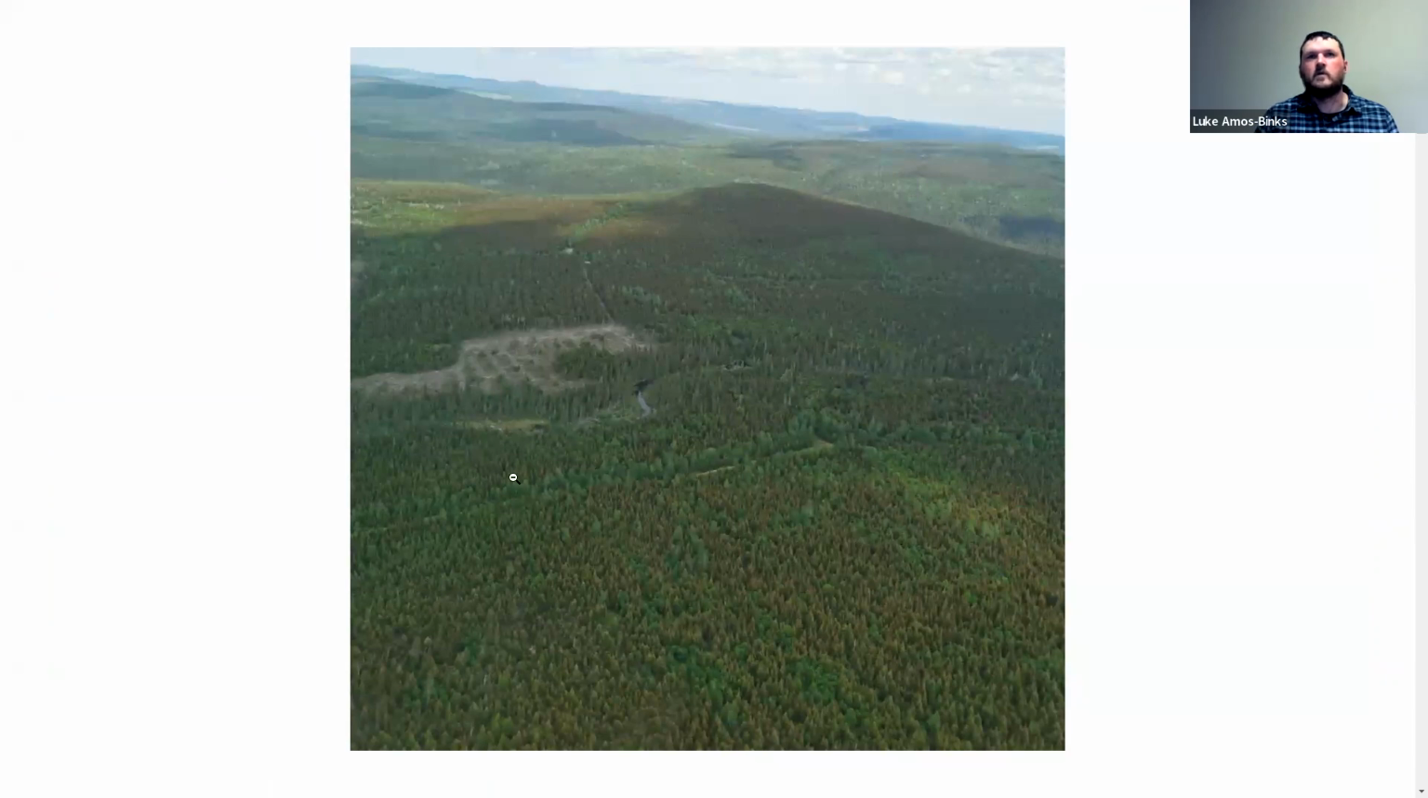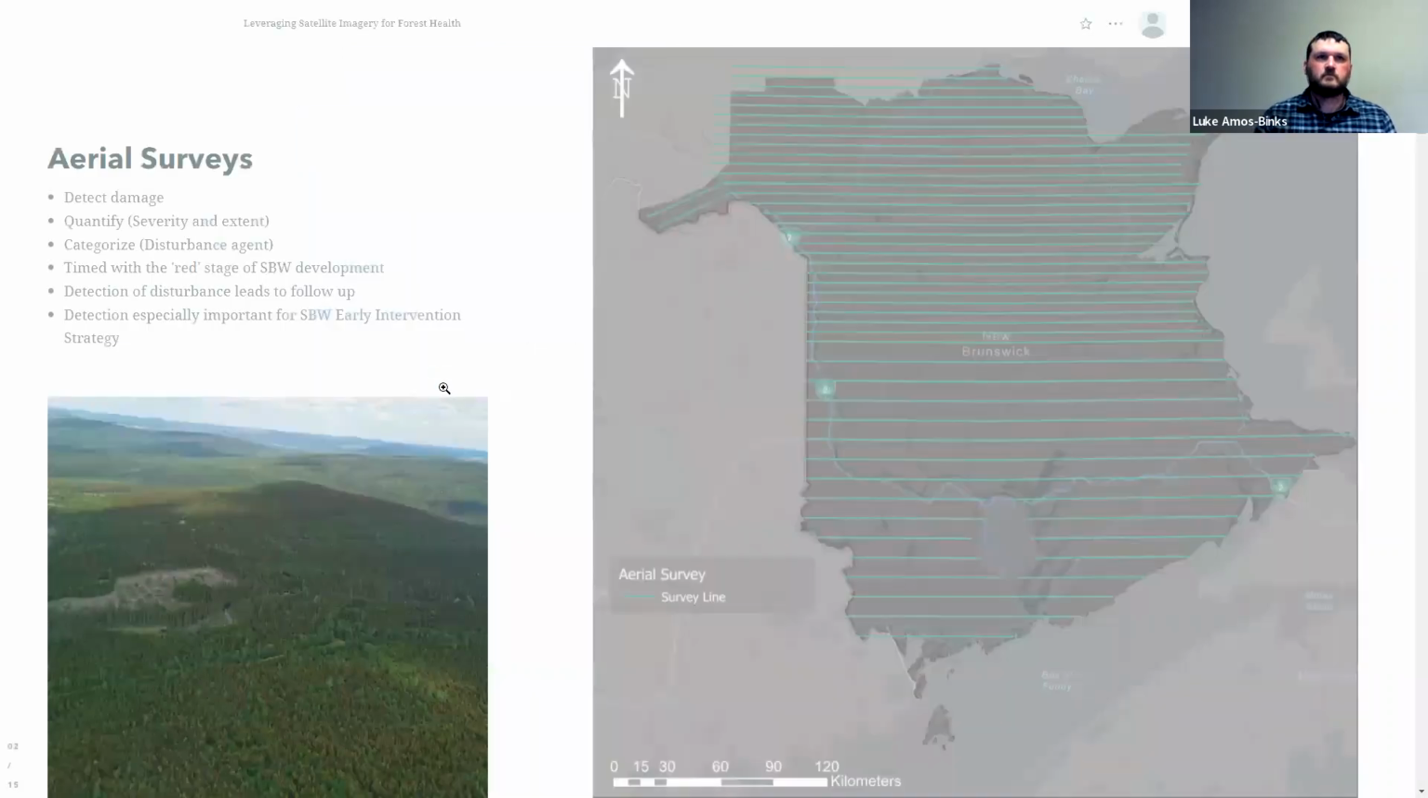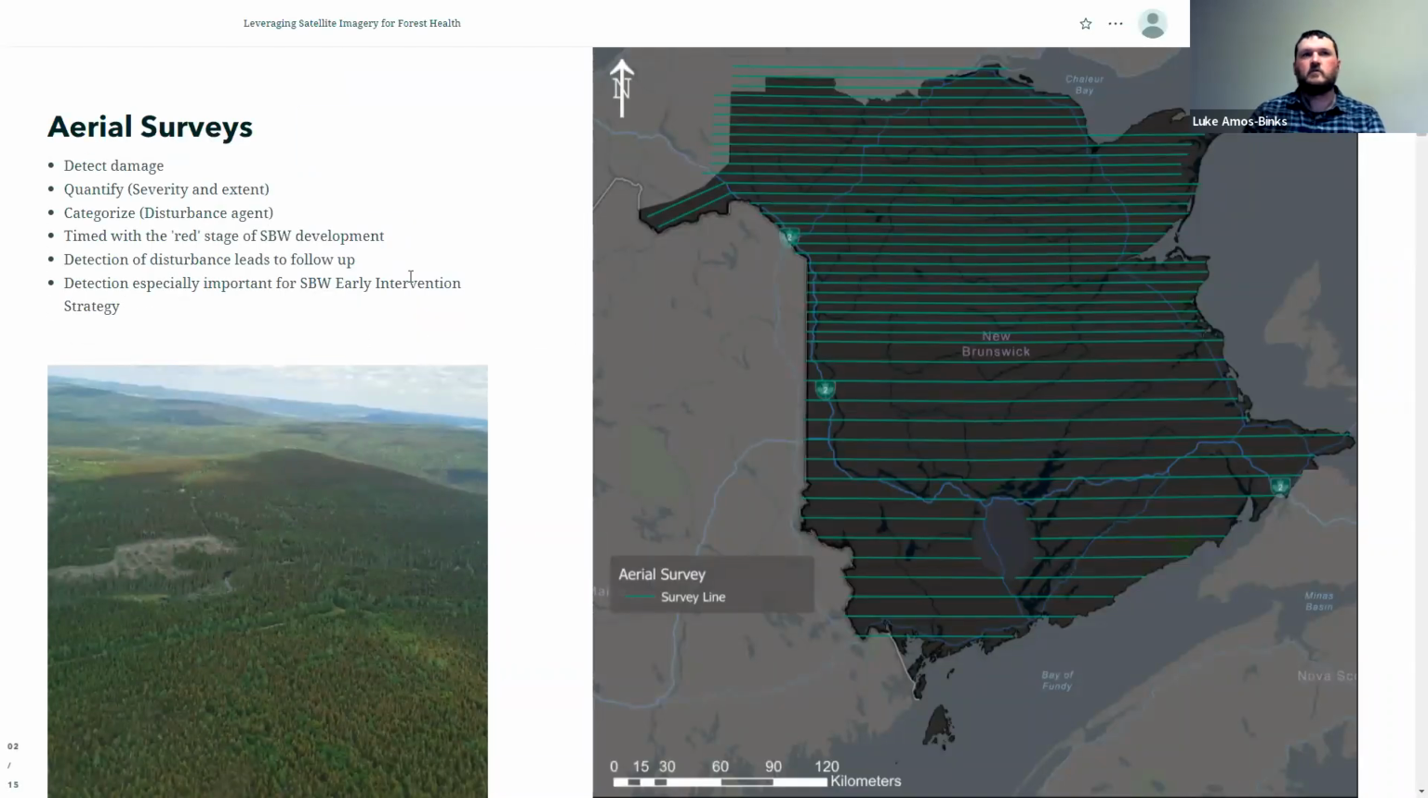You can see some in the foreground here, and then some more up on the hillside, and then you even start to see it off in the distance. And generally, detection of disturbance leads to follow up in the field, where we can get crews out to actually confirm what the disturbance is.